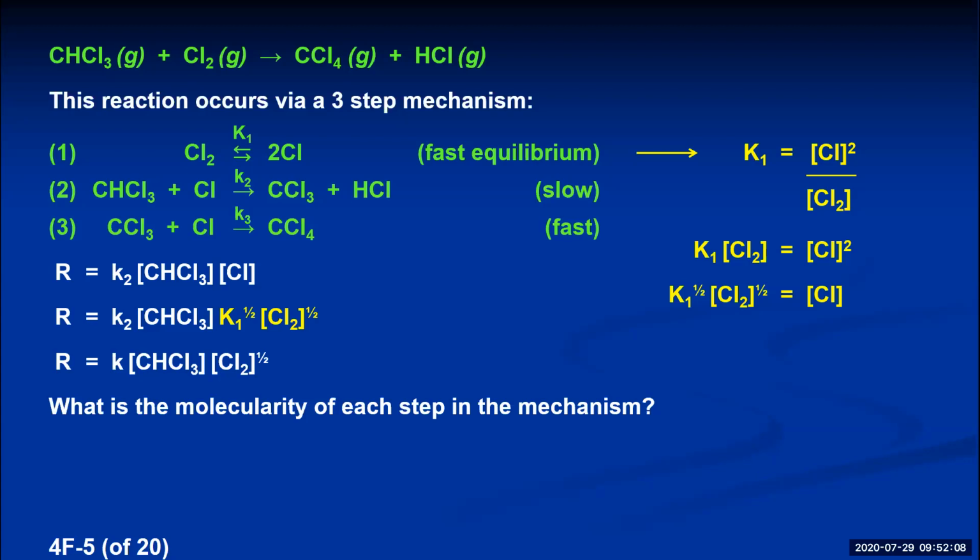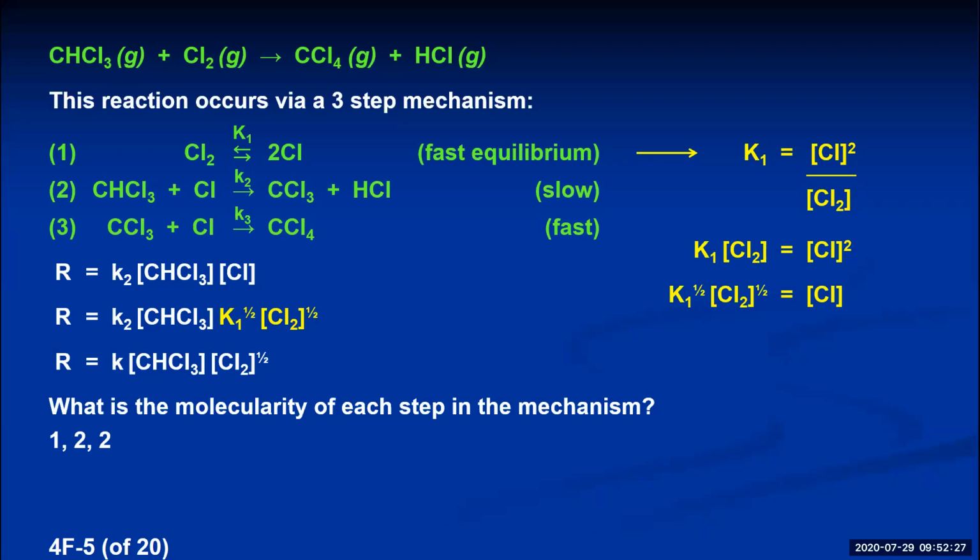What would be the molecularity of each of the steps? Our first step only has one molecule reacting. It has a molecularity of 1. Our second step has 2 reactants reacting. Molecularity is 2. And the third step has 2 reactants reacting. Its molecularity is 2 as well.